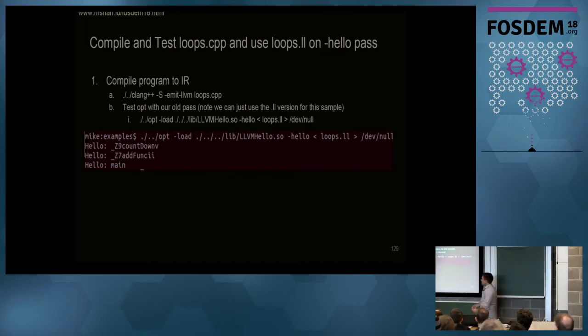Okay, so that program's called loops. I'm going to compile and run it. We can use our previous test, hello, this time on the loops.ll, so that's what I'm swapping out. And we'll see, yeah, there's three functions here, countdown, add, and main. So it's still working. But how can we expand on it?